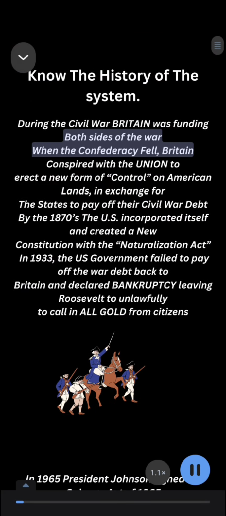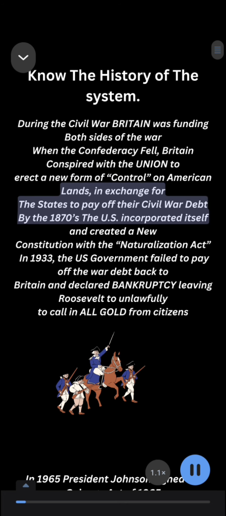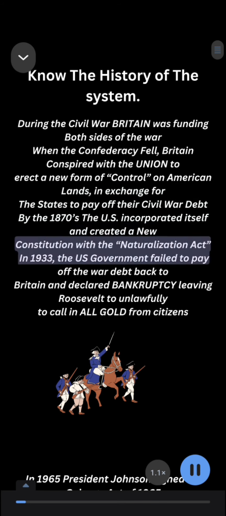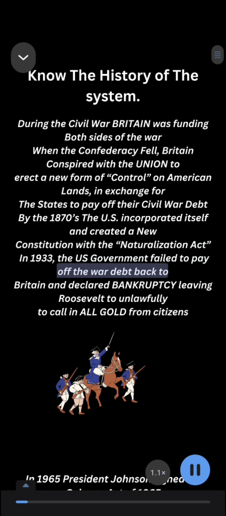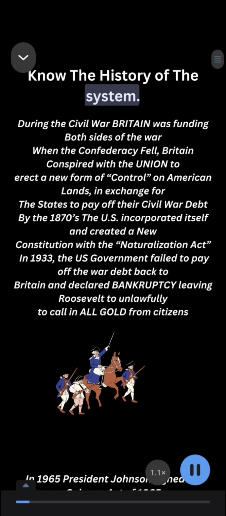During the Civil War, Britain was funding both sides of the war. When the Confederacy fell, Britain conspired with the Union to erect a new form of control on American lands. In exchange for the states to pay off their Civil War debt by the 1870s, the U.S. incorporated itself and created a new Constitution with the Naturalization Act. In 1933, the U.S. government failed to pay off the war debt back to Britain and declared bankruptcy, leaving Roosevelt to unlawfully call in all gold from citizens.